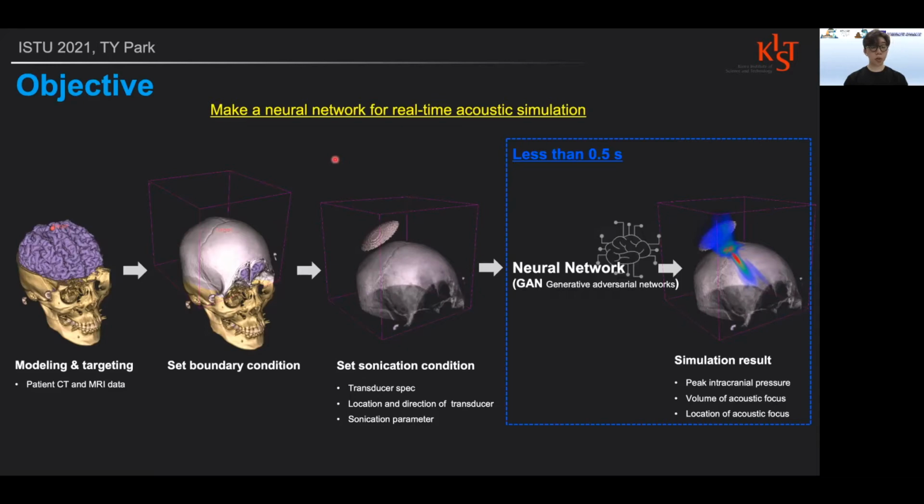Thus, the objective of this work is to make a neural network for real-time acoustic simulation. We aim to reduce the computational time to less than 0.5 seconds. Let's look at this part more specifically.